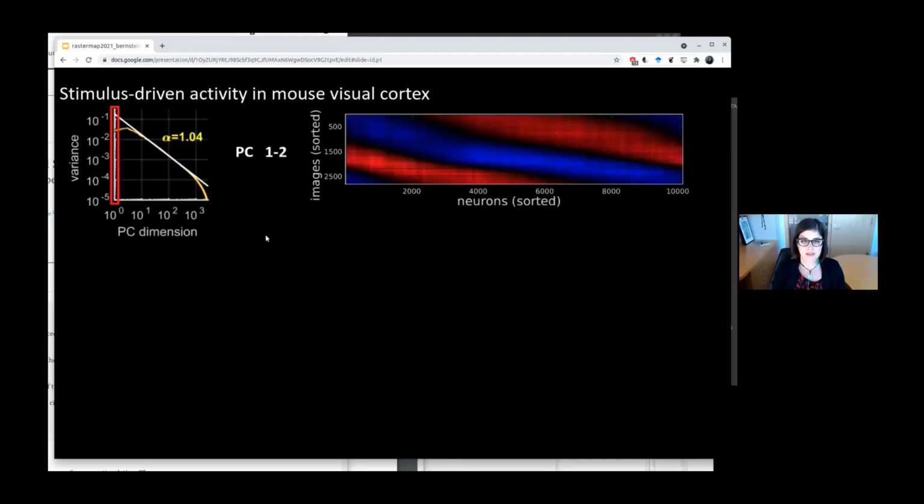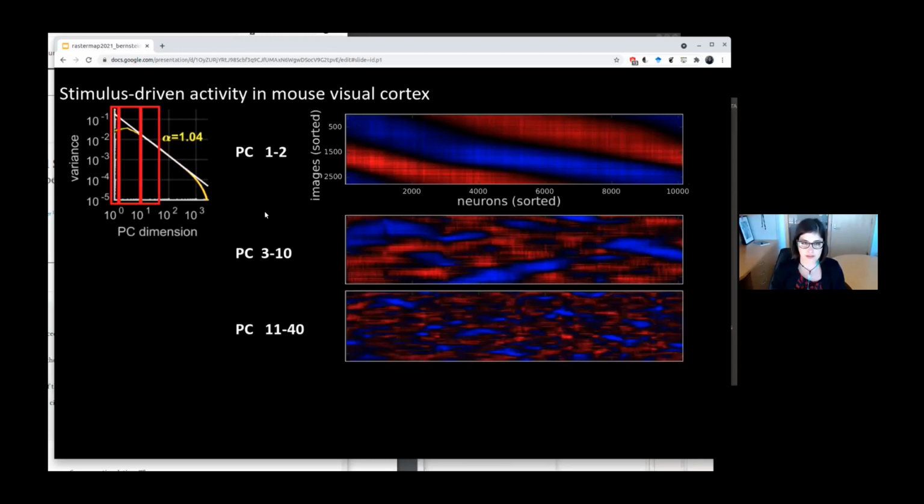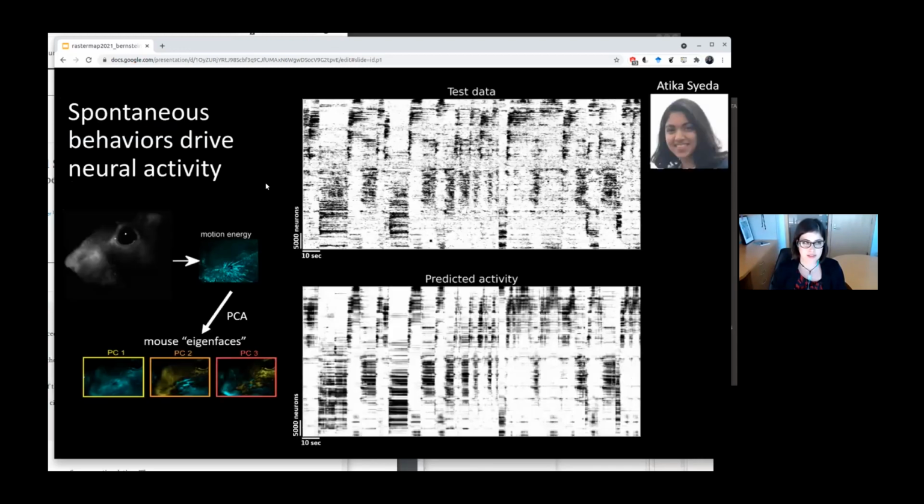All right, and we can make raster maps where we sort images and neurons. This is actually shown in our paper, so I'm just going to skip over this because it's not as exciting.